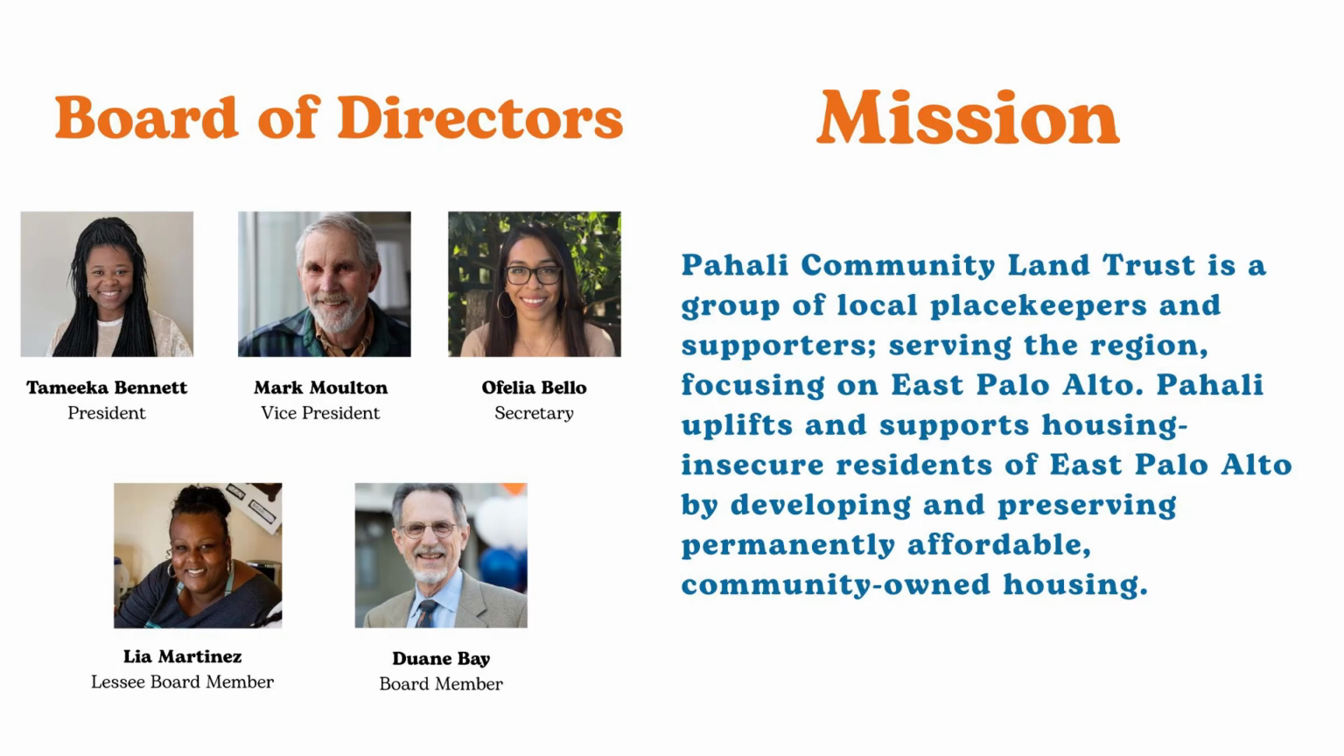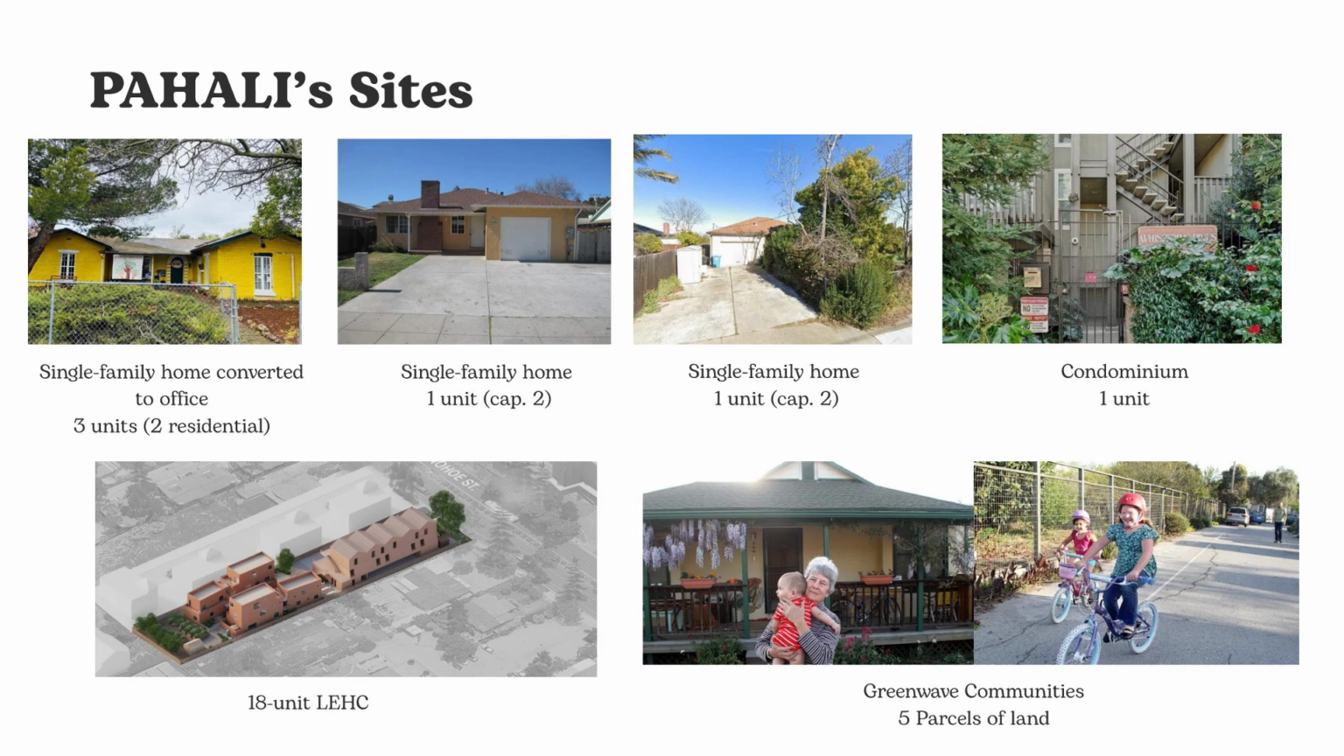Almost to the end here, but I wanted, of course, to show you some of our project sites. The yellow adobe house in the corner is a single-family home converted office that I mentioned earlier, the grassroots nonprofit we were able to save from displacement. A number of single-family homes here, one condo that we acquired because the opportunity arose and also allowed us to do some anti-displacement work. Green Wave Communities, five parcels of land that we have a purchase option on to add to our portfolio. And our newest project, an 18-unit new construction ground-up project that is poised to be a limited equity housing co-op.